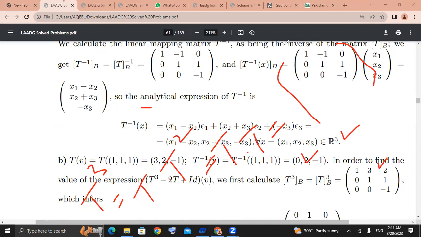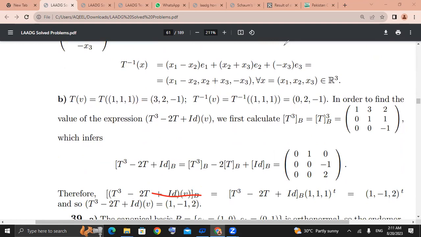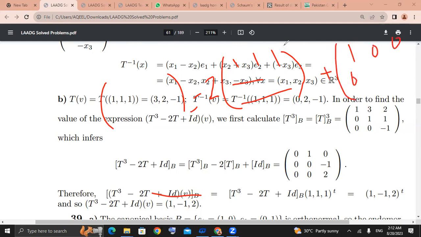Is it clear? Yes. Now in the next step, he applies this one. He wants to find this thing. He wrote down the value of t3, then he wrote the value of minus 2 into the value of t, which is 1 1, and then 0 1 1, and he writes here the value of minus 2 into t. Then he writes the identity, which is 1 0 0, 0 1 0, 0 0 1, and then adds or subtracts, and after these calculations you get this matrix.